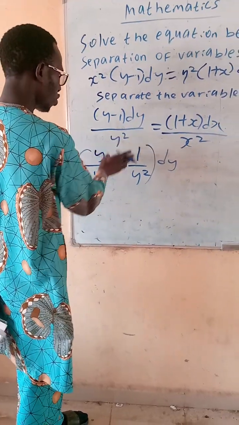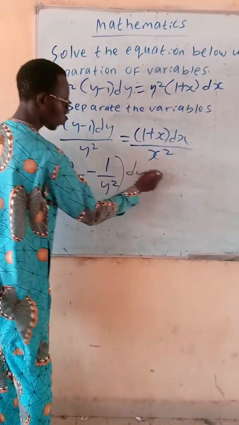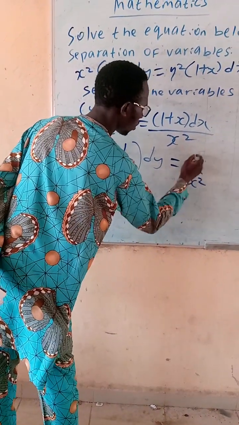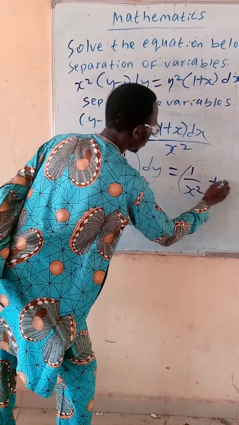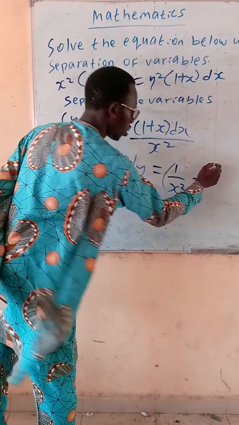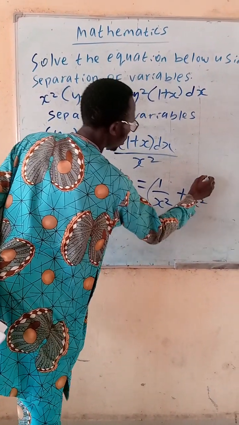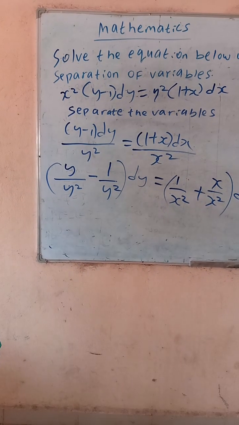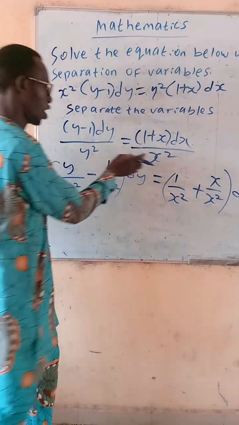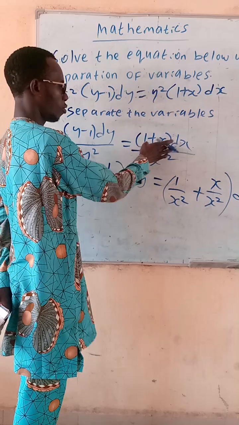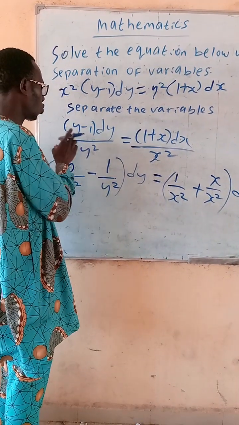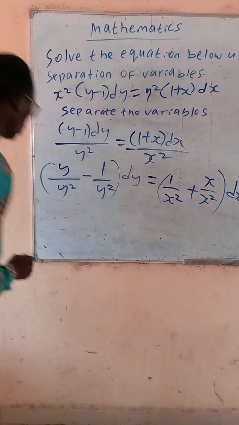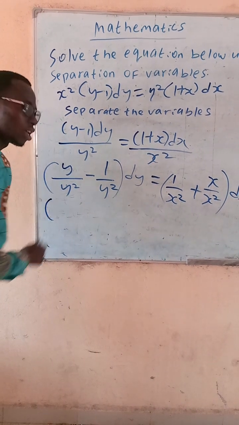So from this point we have this, equals, and of course this one is the same thing as well: 1 over x squared plus x divided by x squared. Everything is x. This is the next solution that we have. But this x squared, the LCM, is for both 1 and x, and the y squared is for both y and minus 1. That's why we have this.